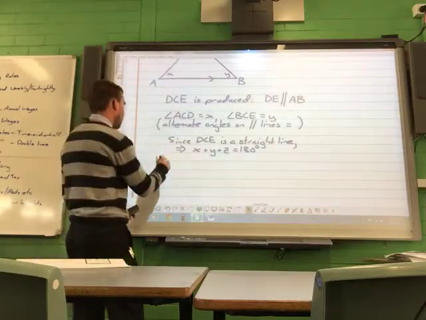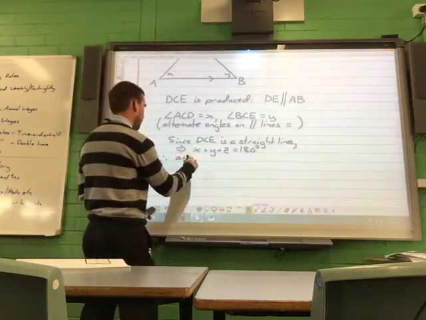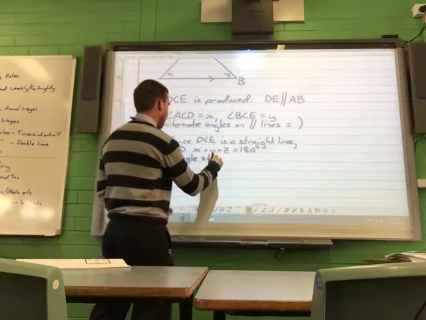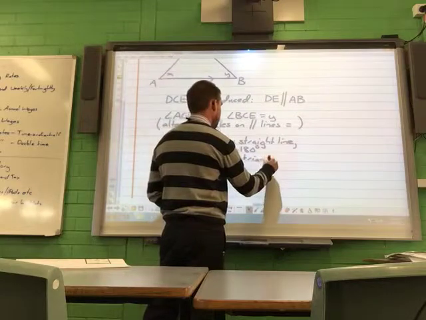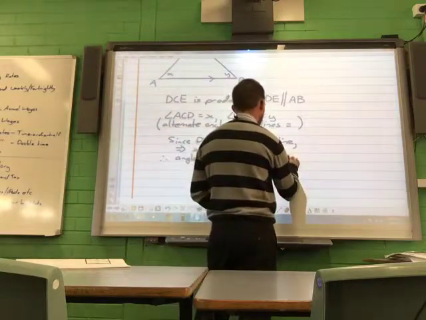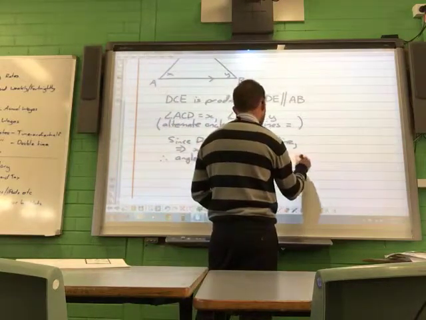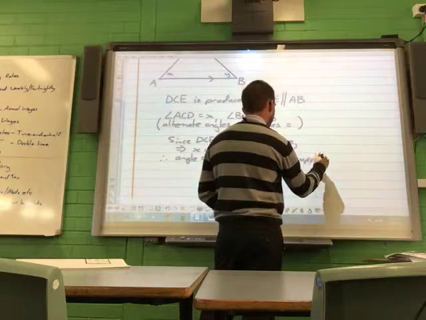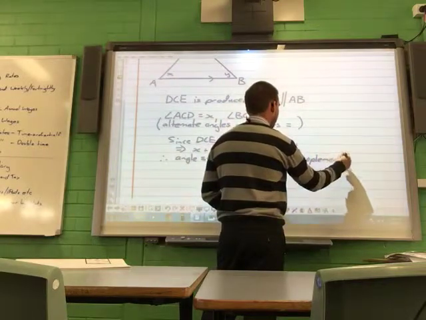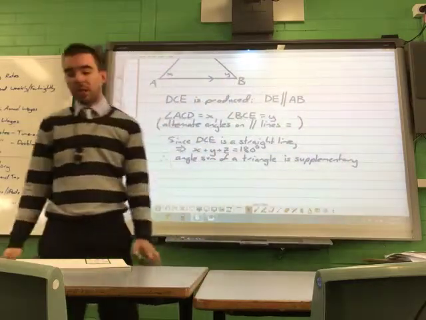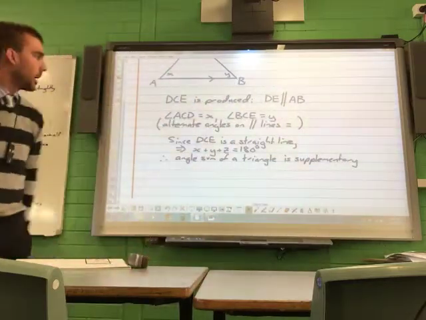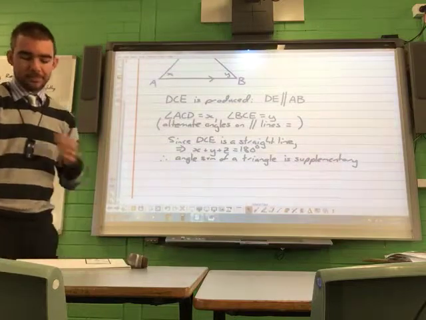Right, so therefore, the angle sum of a triangle is supplementary. So you do that for any triangle and you always get that property shown up the top.